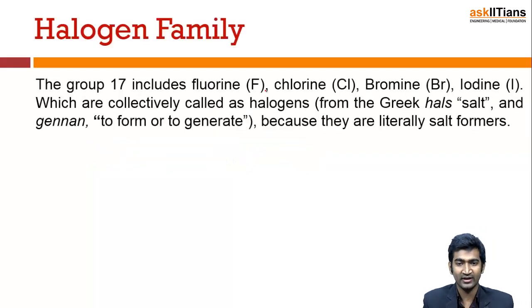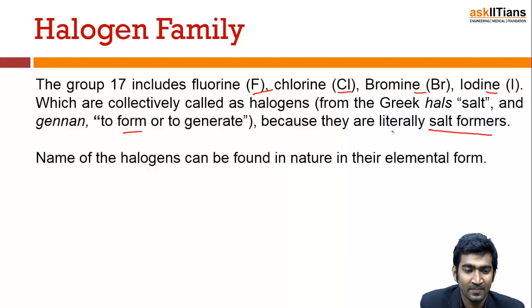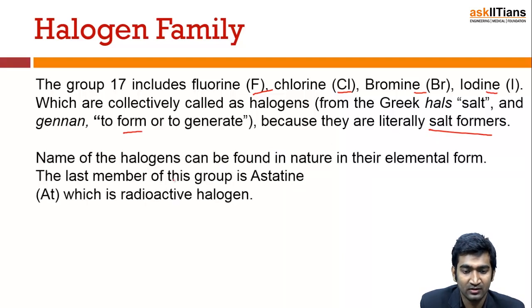So it starts with fluorine, chlorine, bromine, iodine. So they are collectively known as what? Halogens. Hals means salt in Greek, and genin means to form. So they are actually what? Salt formers. That's why halogens. Now, name of the halogens which are found in the elemental form. The last member of the group is astatine, which is a radioactive halogen.